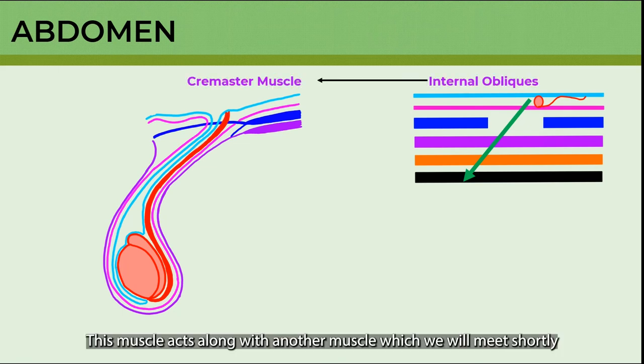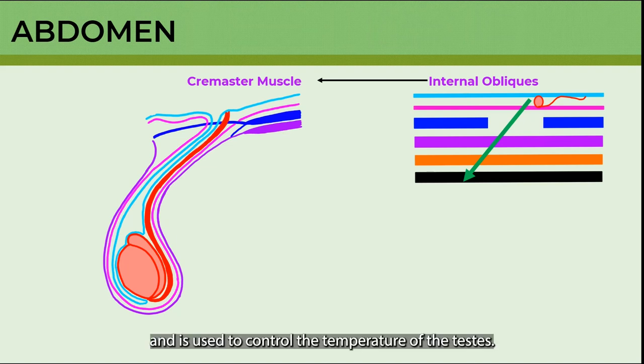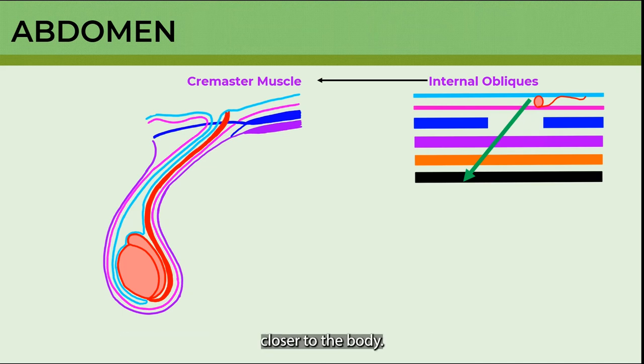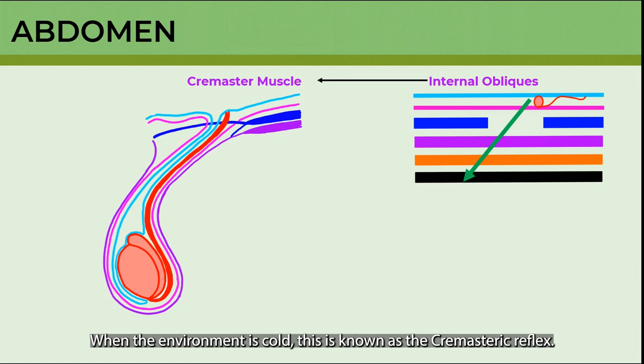This muscle acts along with another muscle which we will meet shortly and is used to control the temperature of the testes. When it contracts, it draws the testes towards the inguinal canal, closer to the body when the environment is cold. This is known as the cremasteric reflex.